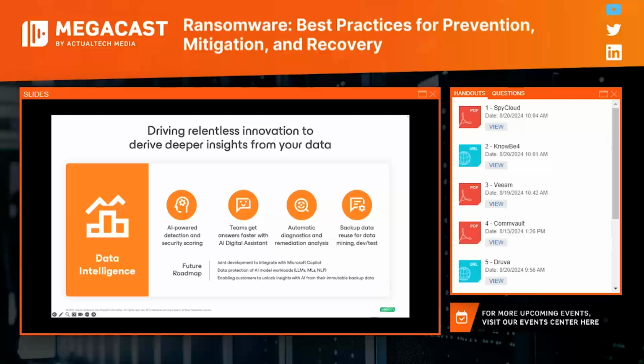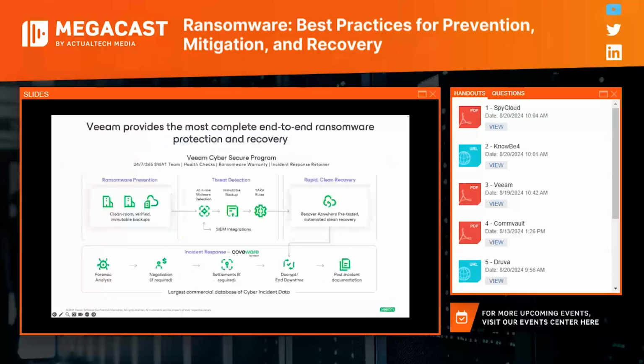We're doing integration now with Microsoft Copilot. That will give you even better prompting. You'll be able to ask the AI assistant things that you need to know about and respond quickly. So I'm just going to wrap it all up here in terms of recommendations.